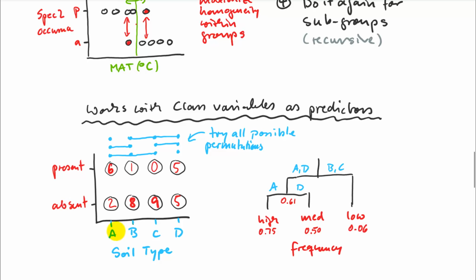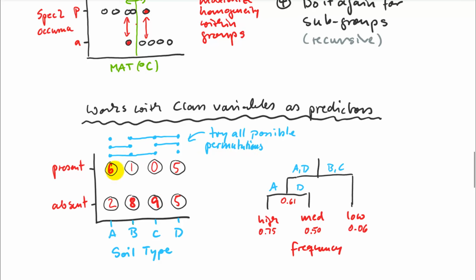So for my soil type A, I have 2 plots where the species is absent and 6 plots where the species is present. And then for my soil type B, I have 8 plots where the species is present and 1 plot where the species is absent, and so on and so forth. So I arranged these things slightly differently here for a class variable. And now I can try all combinations to get clean groups.